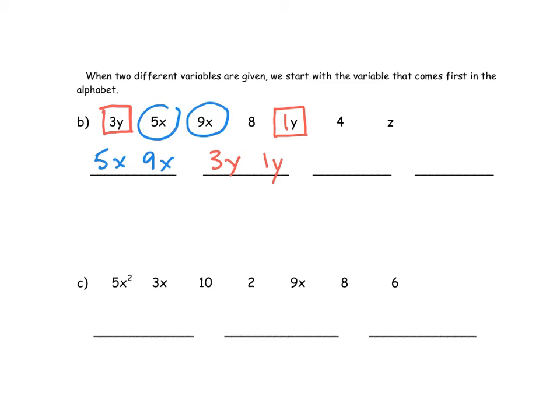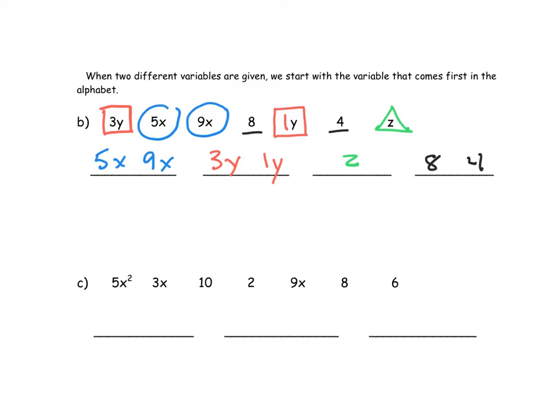Alphabetically, next would come z. So I have a z here. And so z, I don't see anything else that matches it. So z is by itself. And then I'm going to move on to the constants, the numbers that are without a variable. So I have 8 and I have 4. So we've now gathered up all of our like terms.